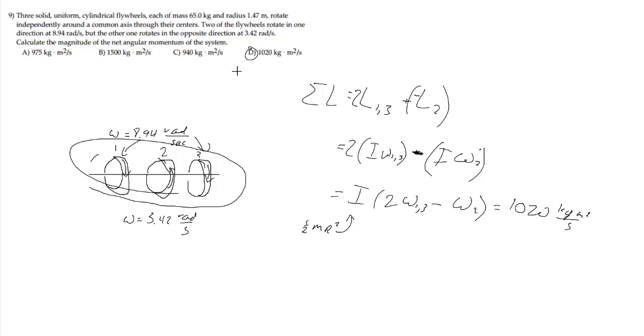Alright, moving on. This is the last of the multiple choice. A uniform 135 gram meter stick rotates about an axis perpendicular to the stick passing through its center with an angular speed of 3.5 radians per second. What is the magnitude of the angular momentum of the stick? So again, reading that one more time, a uniform 135 gram meter stick rotates about an axis perpendicular to the stick passing through its center.